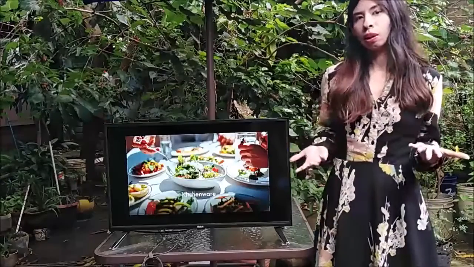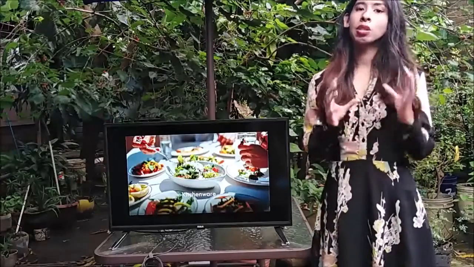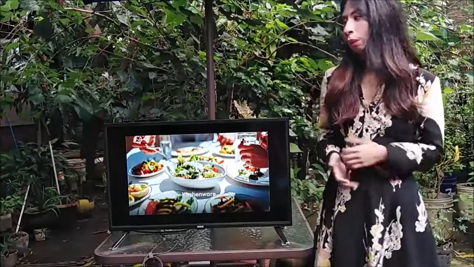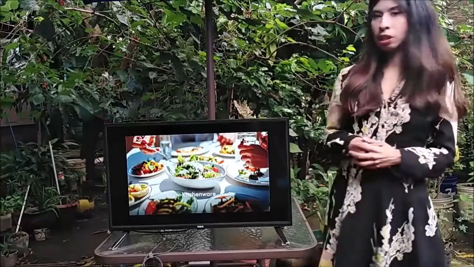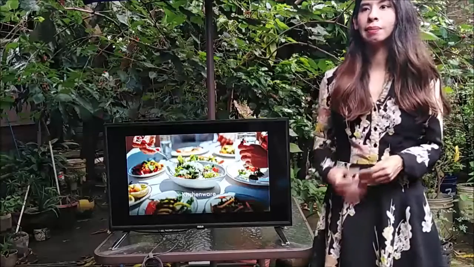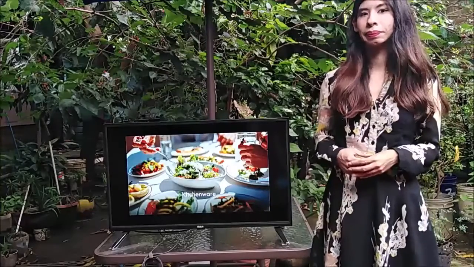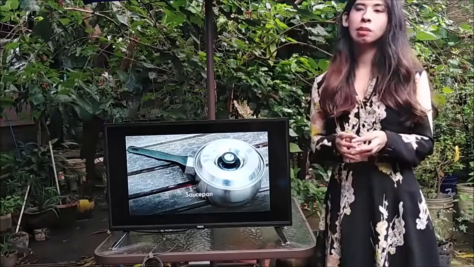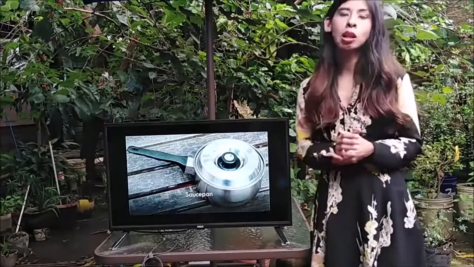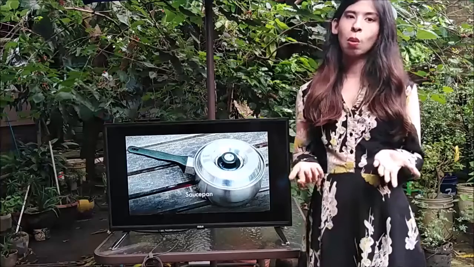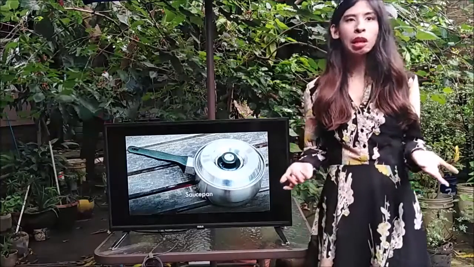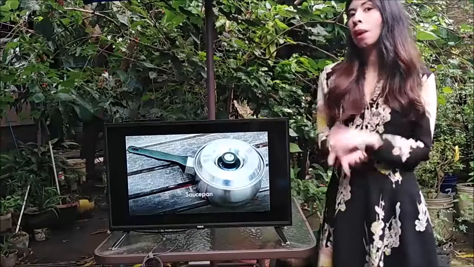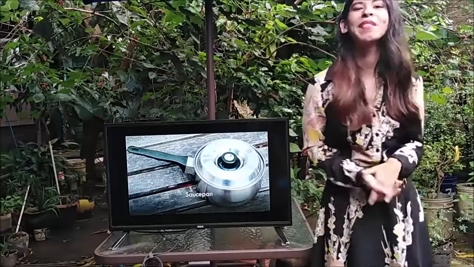What is kitchenware? Kitchenware is all the utensils that we use whenever we are preparing food, right? So the first kitchenware we have is saucepan. Saucepan, which is like a pot but smaller and is used whenever we're trying to prepare something liquid, for example, some tomato sauce. Okay.